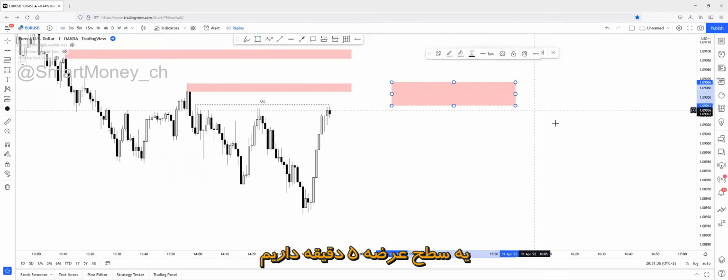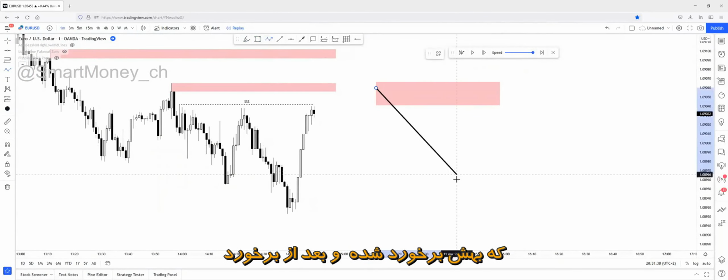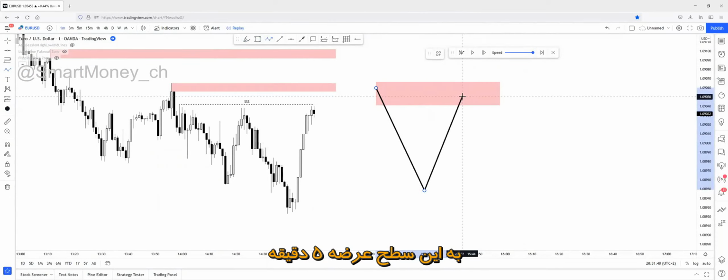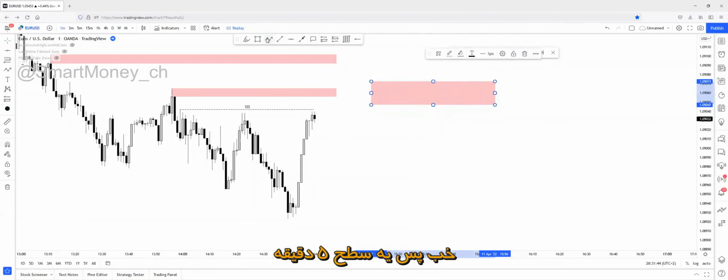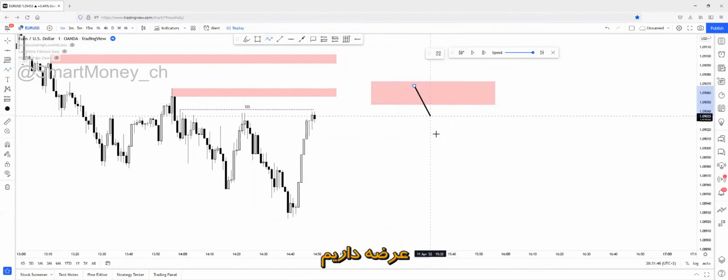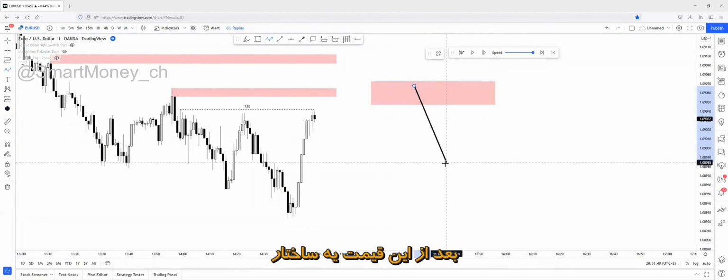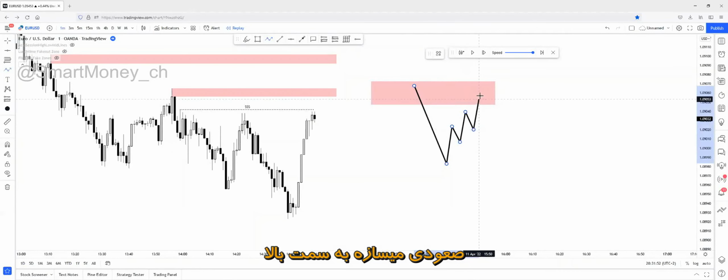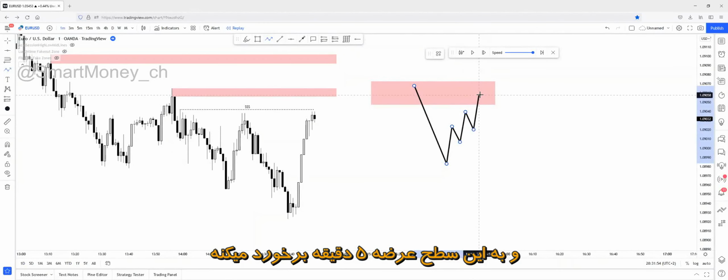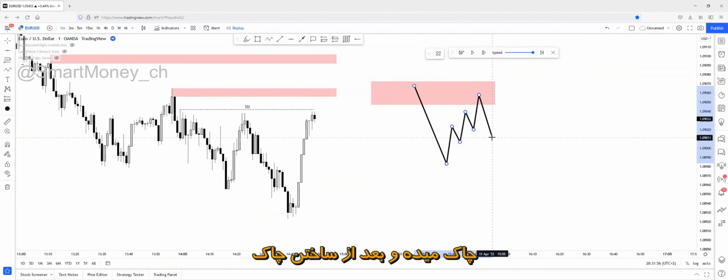There was a 5-minute supply zone that has been tapped. After a tap of this 5-minute supply zone, sorry, let me just move it a little bit above. So there was a 5-minute supply zone, and here was an inversion movement to the downside. After this, price created this bullish structure to the upside, tapped this 5-minute supply zone, and changed character after the tap of this supply zone.